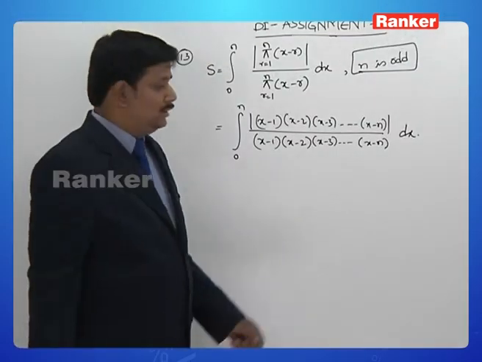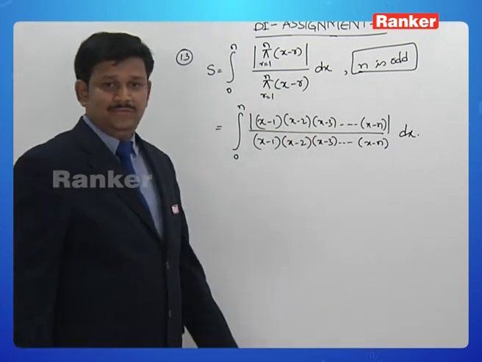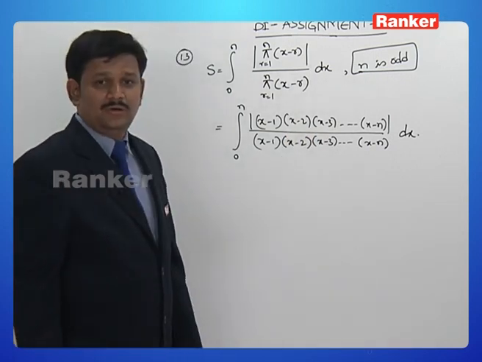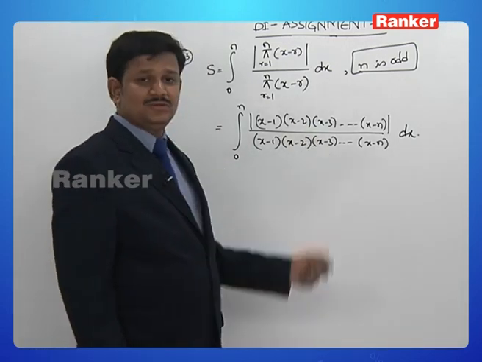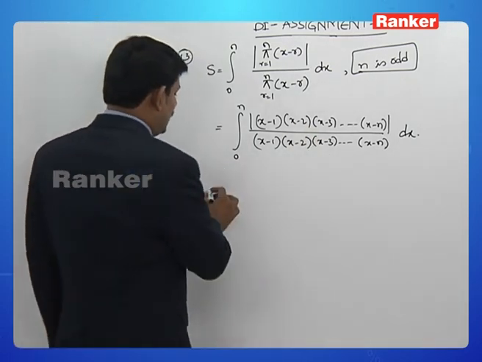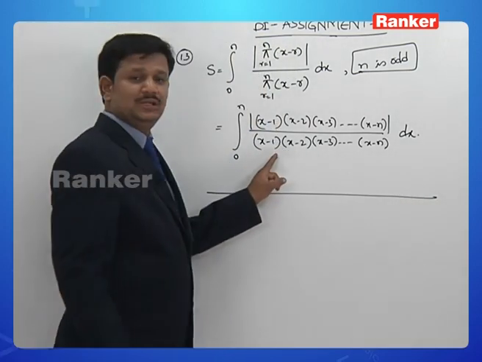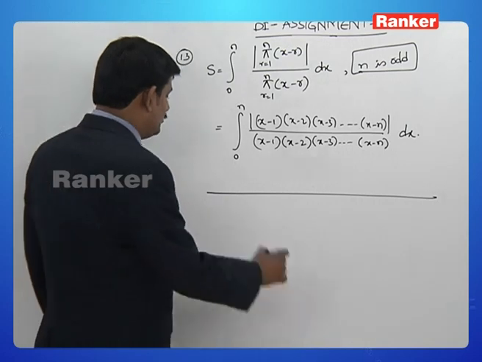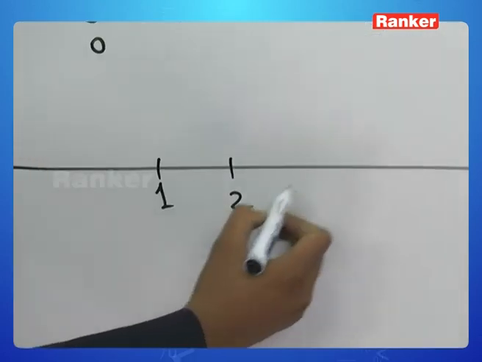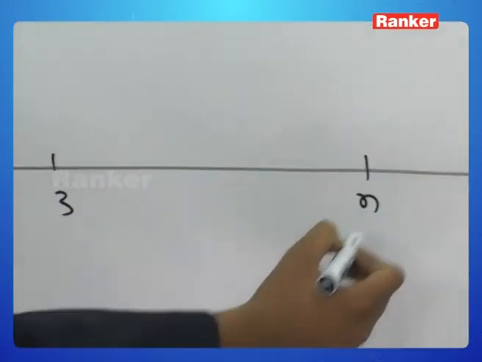Now, to understand mod x by x, we need to know whether x is positive or negative. If x is positive, mod x by x is 1. If x is negative, mod x by x is minus 1. So, in order to know that, we need to know the sign of the expression x minus 1 into x minus 2 into x minus 3 so on up to x minus n. For that, we have to use wavy curve method, plot the numbers 1, 2, 3 so on up to n on the number line.